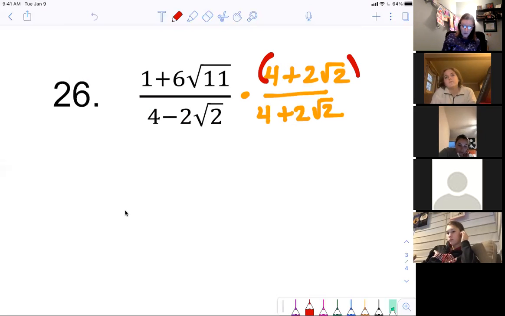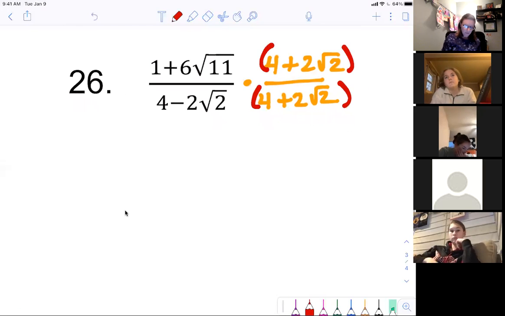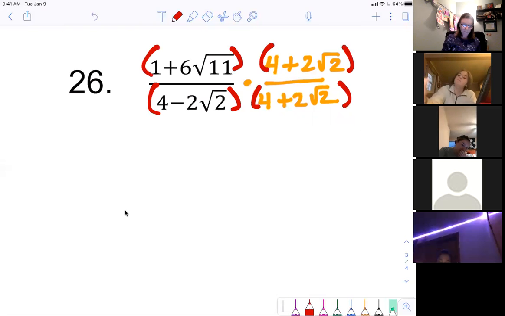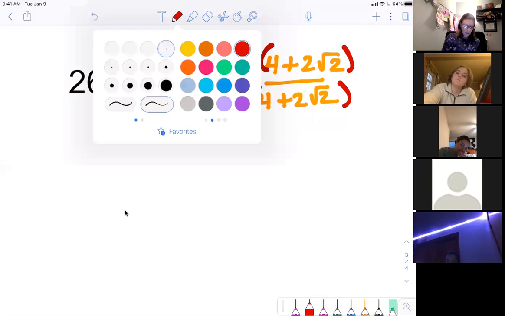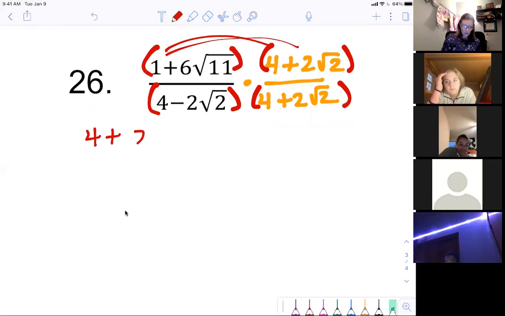So there's a lot of foiling involved here, because we have to FOIL the numerator and we have to FOIL the denominator. Get a smaller pen here. There we go. So this gives us a 4 and then 2 root 2.